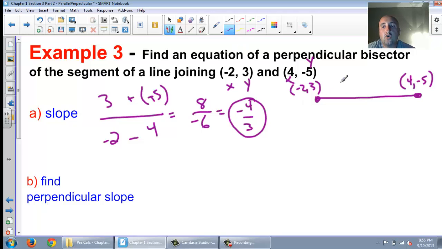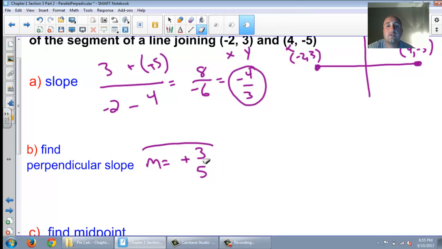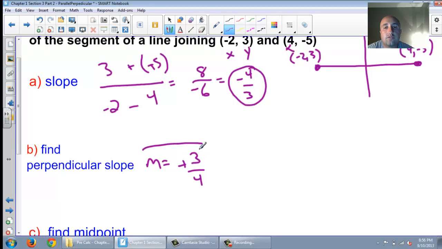However, we need the slope of our perpendicular bisector. What do we know about perpendicular slopes? They're opposite signs. So instead of a -4/3, it's going to be a positive, and it's going to be the reciprocal. So our new slope is opposite signs, so it's going to be a positive because we have negative 4/3, and the reciprocal is 3/4. So this is the slope that we are using.